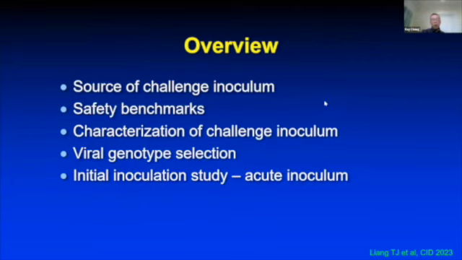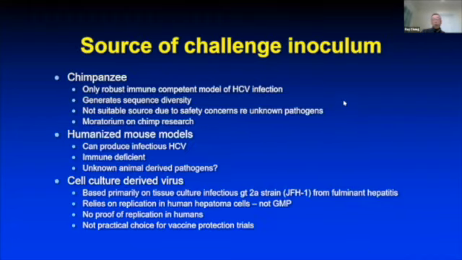So I'll just divide this short talk into several sections: the source of the inoculum, safety benchmarks, the characterization of that challenge inoculum, some discussion about viral genotype selection, and what an initial inoculation study to generate an acute inoculum might look like. And that will segue us nicely into the clinical trial design that George will get into in the next talk. So first, the source of the challenge inoculum.